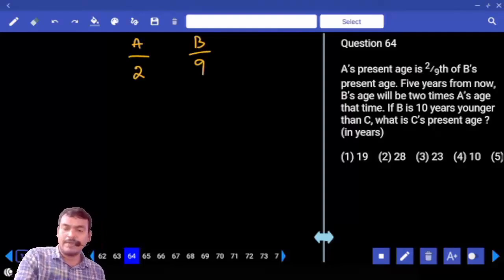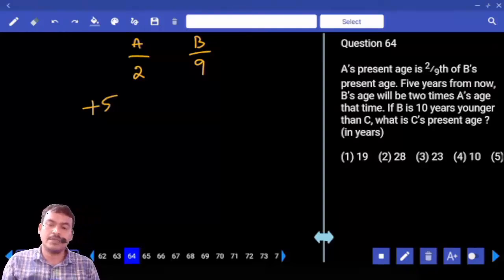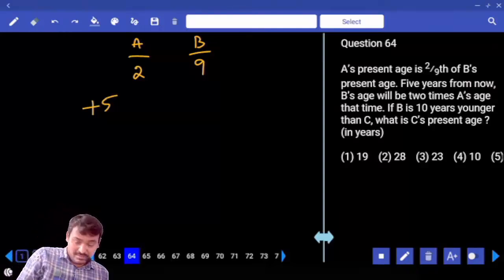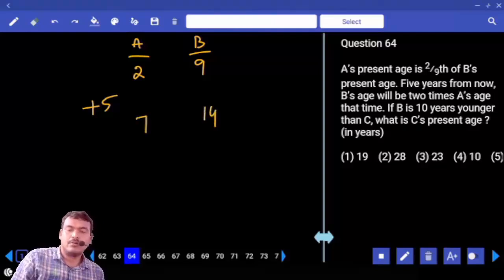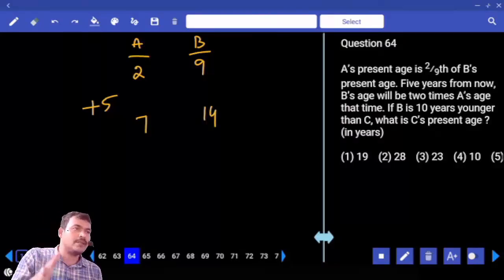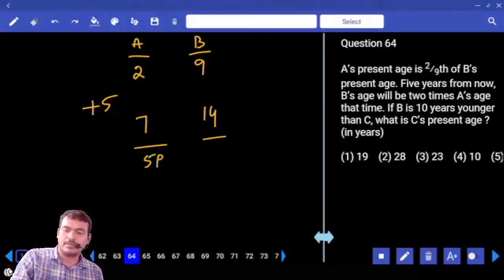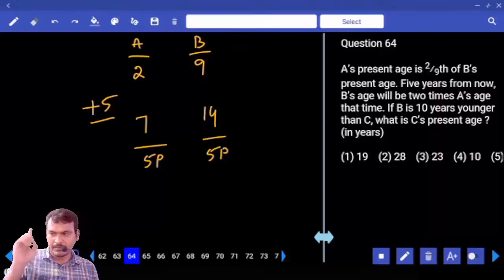But after 5 years, B's age will be 2 times of which one? A's age, or not? Okay. Suppose A's value is 7, B's value is 14, or not? After 5 years, A's value is 7 parts, which means B's value is 14 parts, or not? A is increased by how many parts? 5 parts. B also increased by 5 parts. What is the value of 5 parts? 5 years. Then every one part is 1 year.